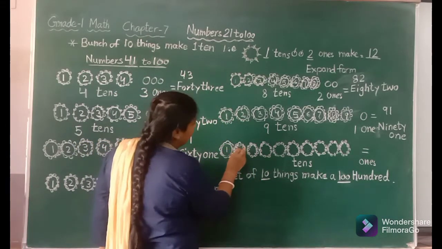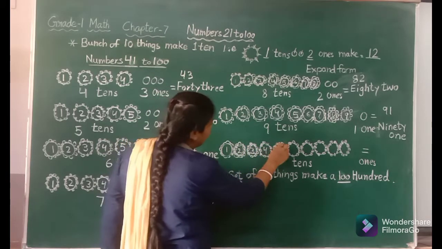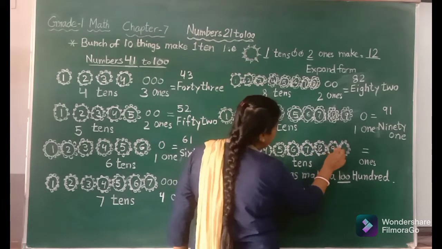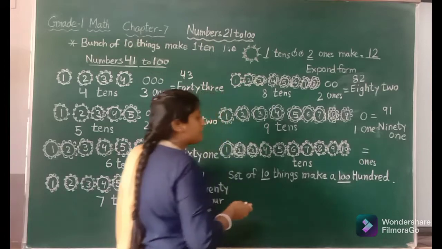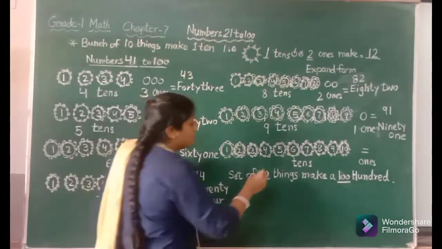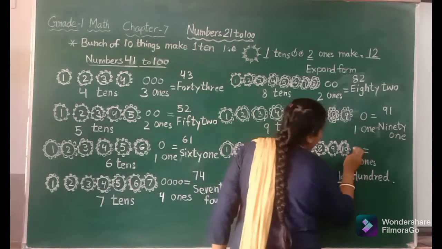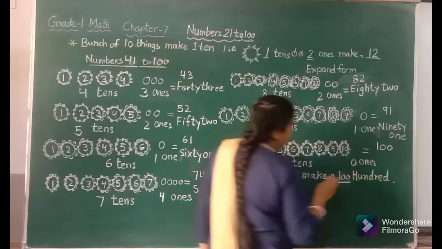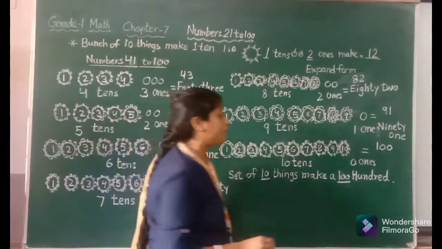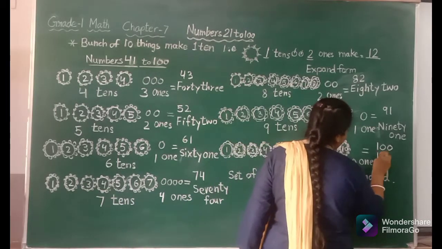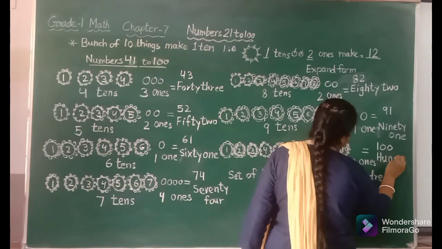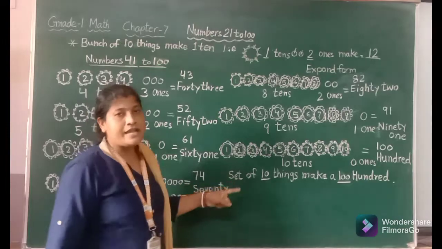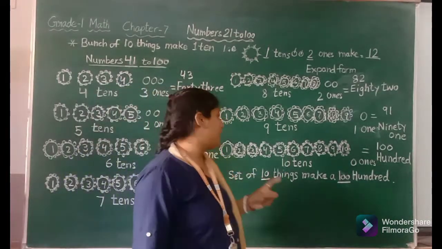Next, how many tens are there? 1 ten, 2 tens, 3 tens, 4 tens, 5 tens, 6 tens, 7 tens, 8 tens, 9 tens and 10 tens. So kids, this makes 10 tens and no ones, 0 ones make a 100. And what is the spelling of 100? H-U-N-D-R-E-D, 100.